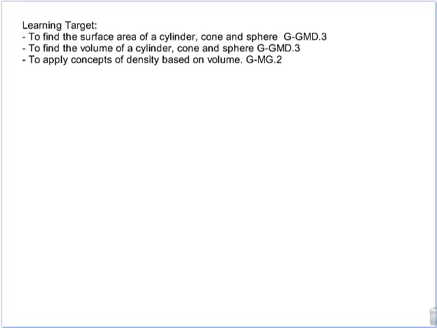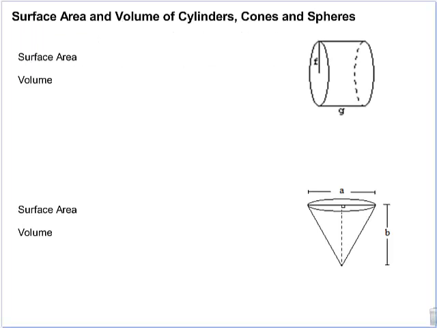Geometry lesson. Our learning target is to find the surface area of a cylinder, cone, and sphere, to find the volume of a cylinder, cone, and sphere, and then to apply those concepts of density based on the volume. Here's our cylinder. A cylinder we can relate to as a prism.